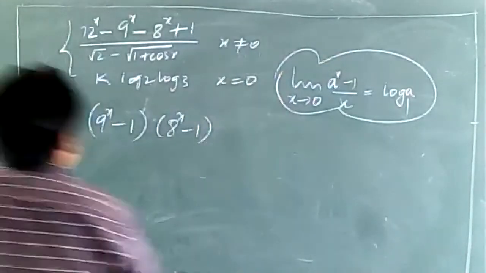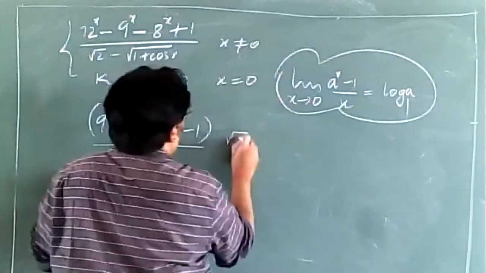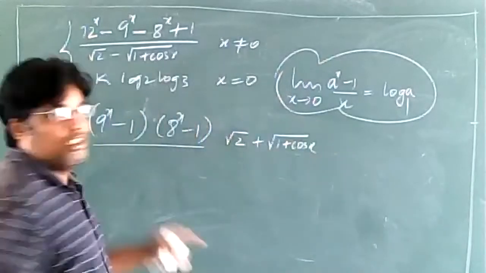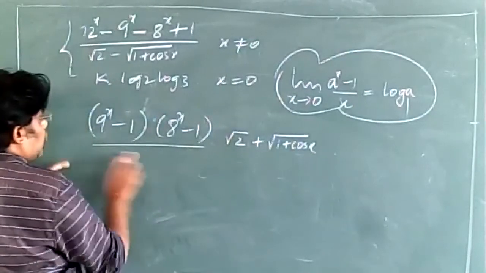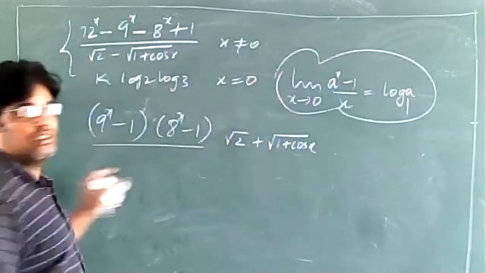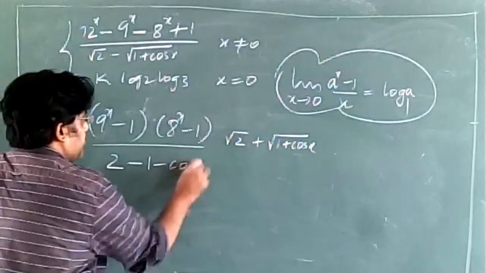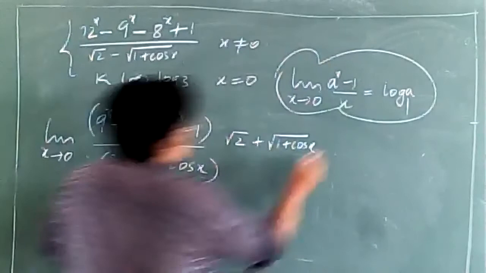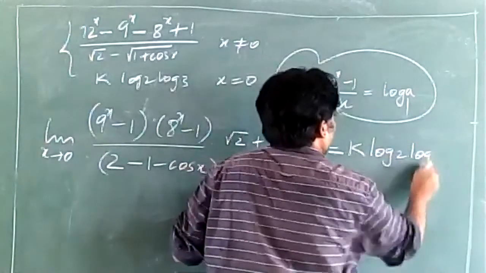So in this, divided by, I'll just rationalize root 2 plus root of 1 plus cos x, because the differentiation process is complicated, so I'm avoiding this. Here in the denominator, root 2 minus root of 1 plus cos x, times root 2 plus root of 1 plus cos x, a plus b into a minus b, a square minus b square. This is limit x tends to 0, which is equal to f of 0. What is that? K into log 2 into log 3.